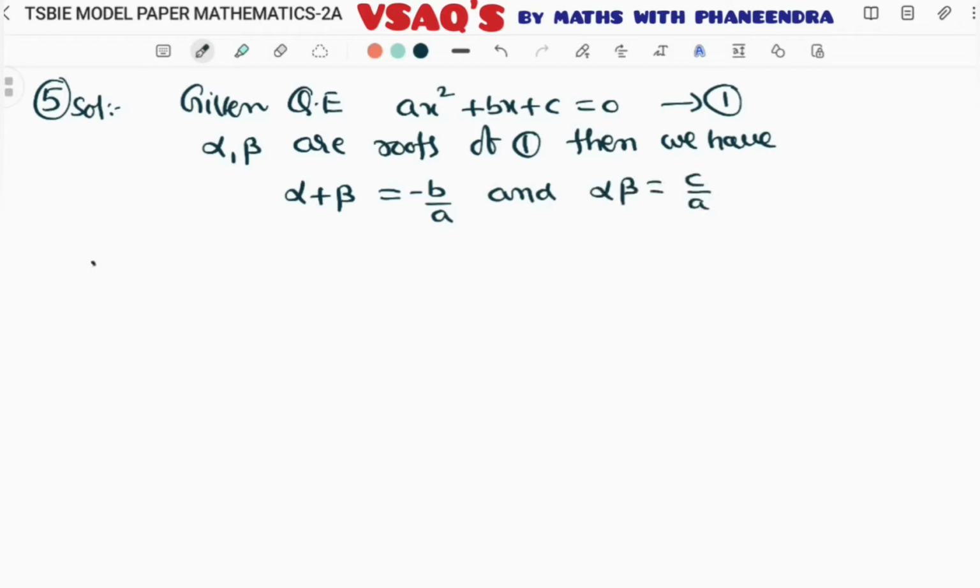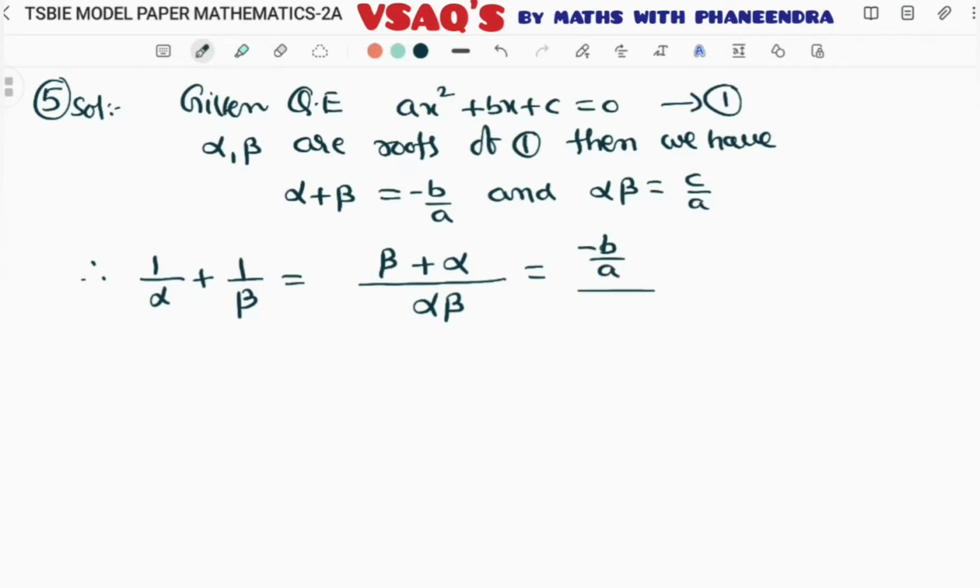In the question they are asking 1 by alpha plus 1 by beta equal to. So take LCM, alpha beta is the LCM. After taking LCM, alpha plus beta is the numerator only, no, so its value is minus b by a. Alpha beta is the denominator, c by a. So here a gets cancelled, which is equal to minus b by c. Therefore, the value of 1 by alpha plus 1 by beta is equal to minus b by c.